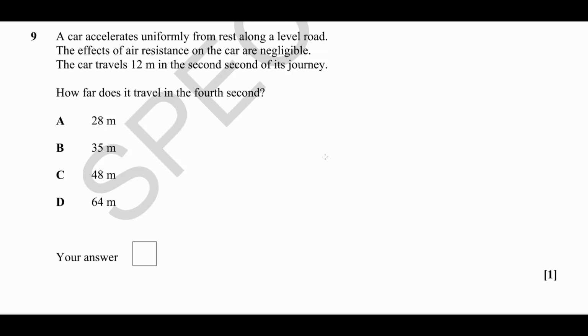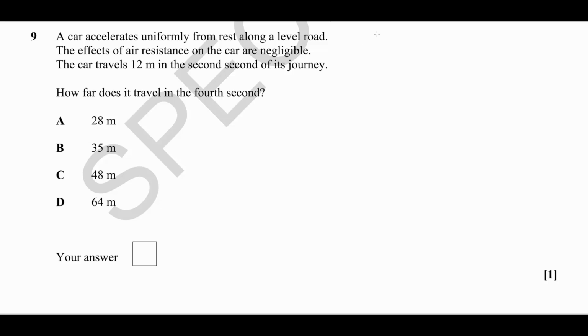Question 4 is a tricky question, not least because of the wording of the question. We've got a car accelerating uniformly along a level road. Air resistance is negligible. It travels 12 meters in the second second of its journey. So in a confusing twist of the English language, we're meaning second as in the one after first, and second here as a unit of time. The question is asking us how far does it travel in the fourth second of the journey, the fourth unit of time.